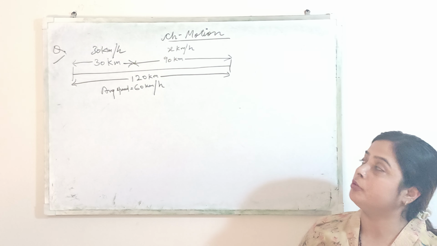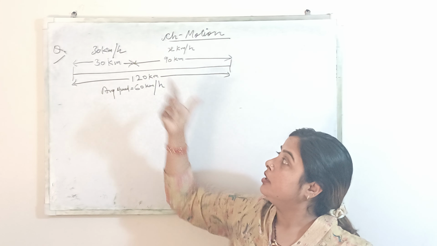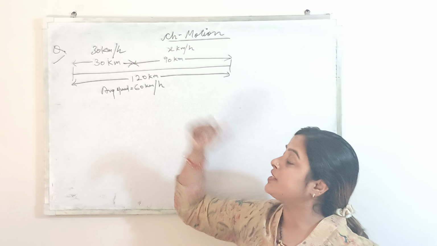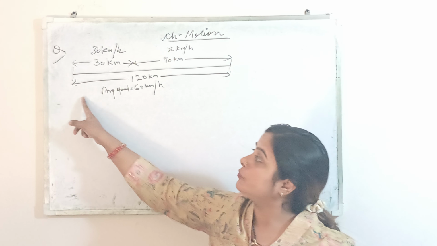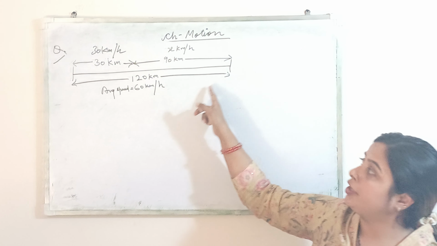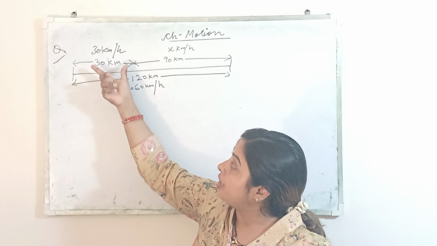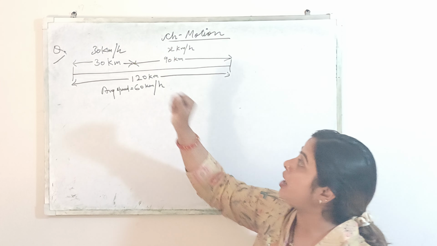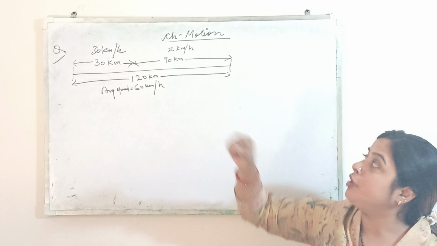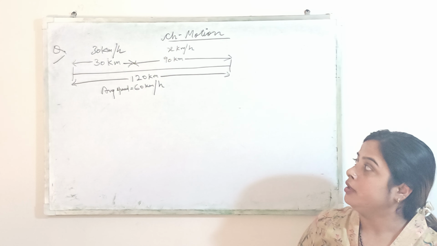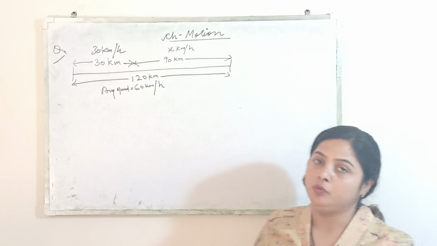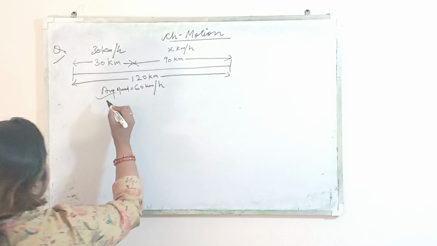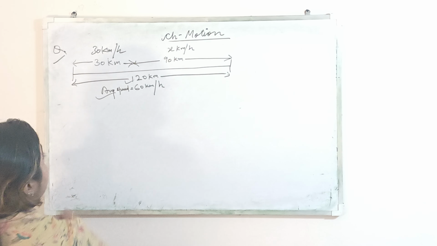I hope you have understood the question. A train travels a length of track 120 kilometer with the average speed of 60 kilometer per hour. This 60 kilometer per hour is for the entire track. The train travels first 30 kilometer with the speed of 30 kilometer per hour, and next 90 kilometer speed you have to calculate. So what is given in the question directly? Average speed is given and total length of the track is given.